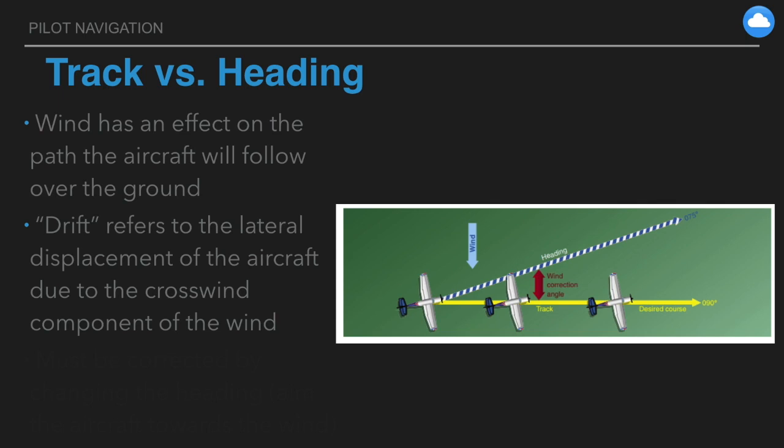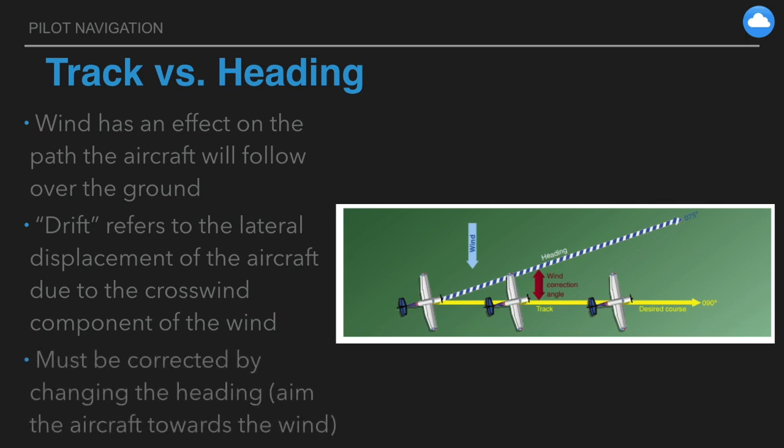So your goal is to compensate for drift essentially by heading the airplane a little bit into the wind. The problem is, how much is a little bit? And that's what you have a flight computer for. Okay, and that's a lot of what we're going to do is calculate the drift correction, so that at the end of the day, I know what my heading needs to be to keep myself on my track, right? So I'm going to aim the aircraft towards the wind, just like the slide says.